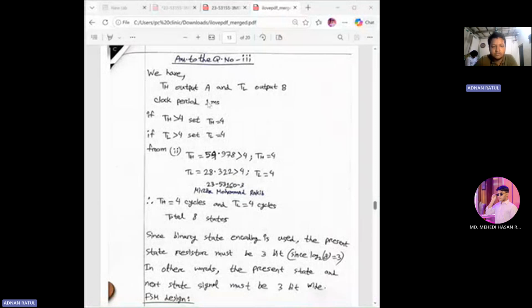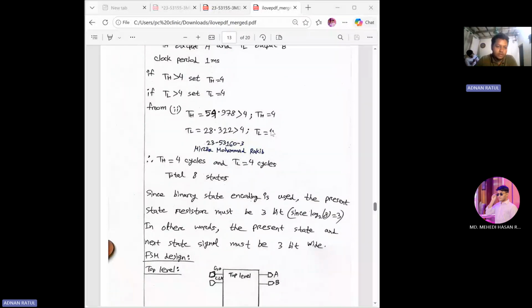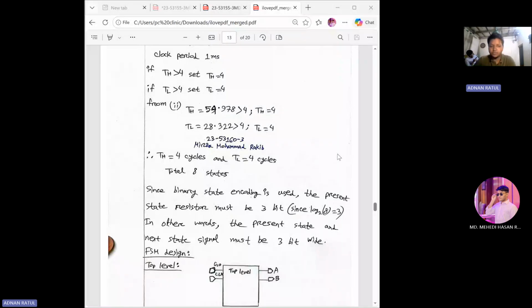We have taken from the question TH output A and TL output B. Clock period is 1 ms. If TH greater than 4 and TL greater than 4, then we will set TH is equals to 4 and TL is equals to 4. From question 2, we got TH is equals to 54.9978 and TL is equals to 28.322, which both are greater than 4. So TH 4 cycles and TL 4 cycles, total 8 states.